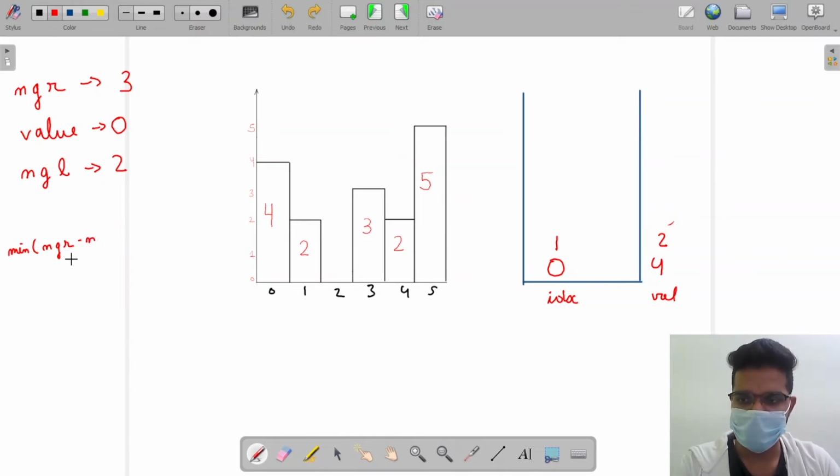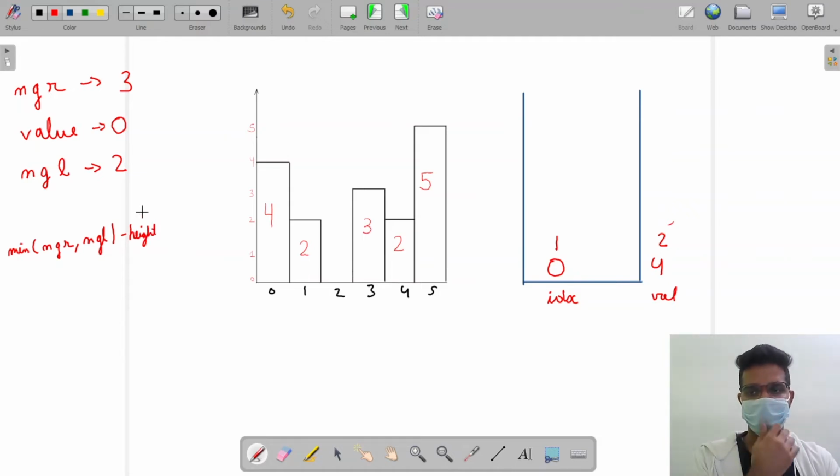Sorry, minimum of next greater right, comma, next greater left, whichever is minimum, minus my height. Okay, so that was our formula. So we calculated its height, how much water it will get trapped here. In this case, for the 0th value, it is 2 units, right? It is 2. So here I'm going to trap 2 units of water, as you can see. Perfect.